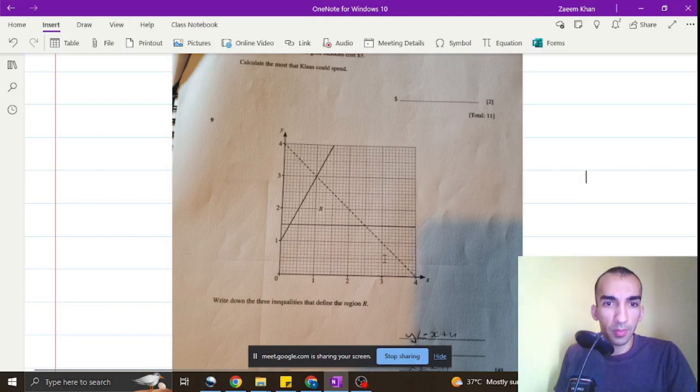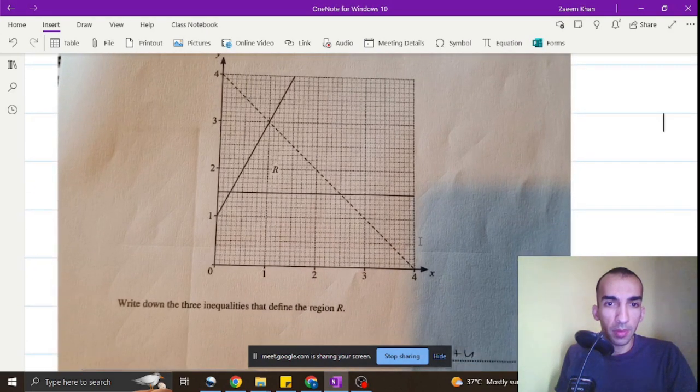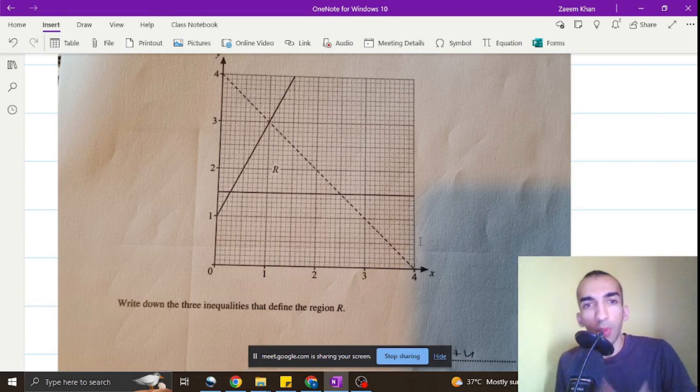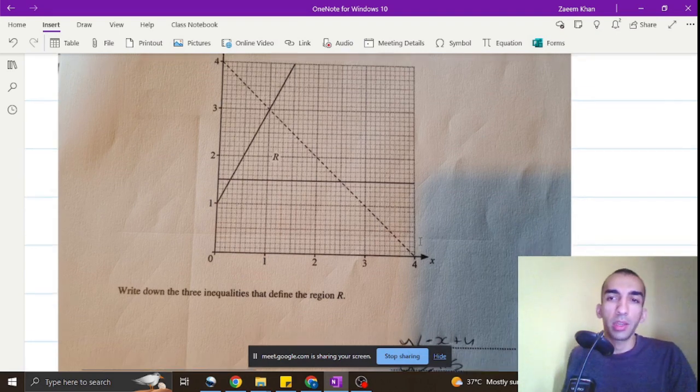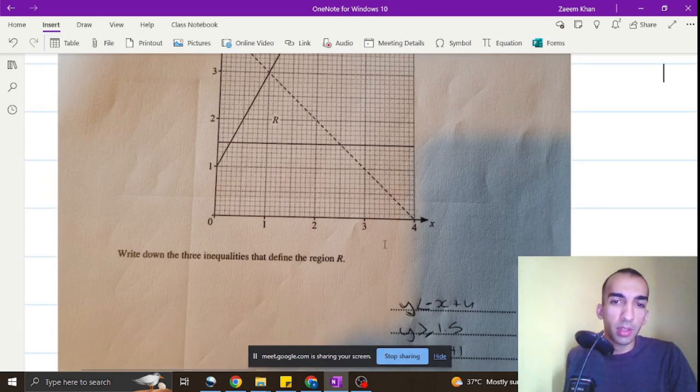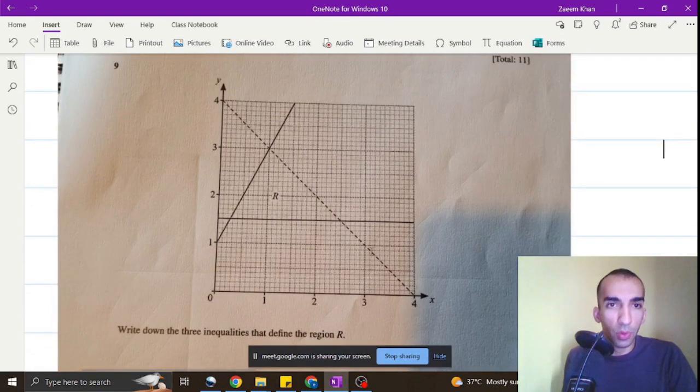Write down the three inequalities that define the region. Perfect. So we've got three lines. Two of them are solid. One of them is dotted, and the question is asking us to define the shaded region R. What you have written down is y is less than negative x plus 4.